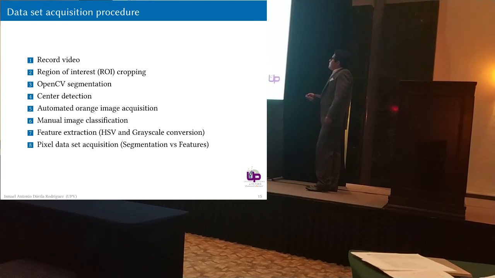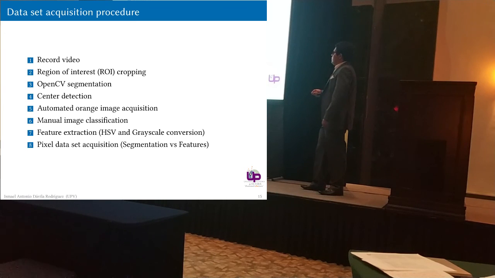First of all, the dataset, like I said. We recorded some videos of the system, and then we got a region of interest that is called the void, and those images are cropped for the dataset. After that, basically segmentation was done, then the center detection to take the dataset. And also a script was made to take all the images automatically.